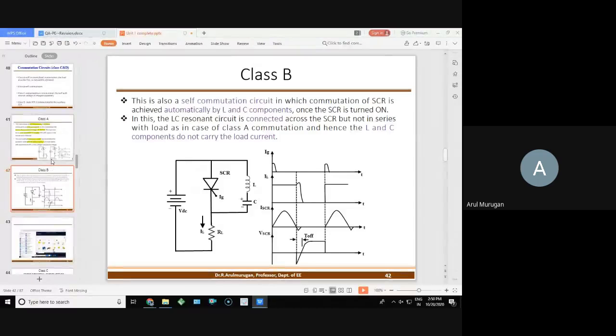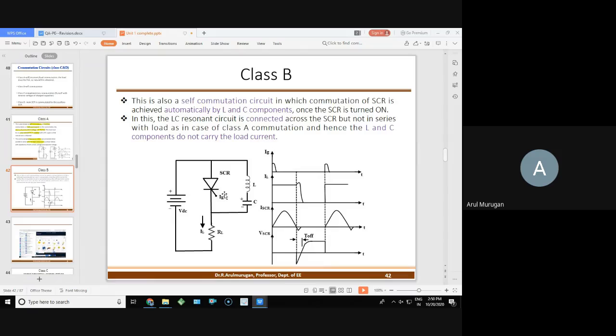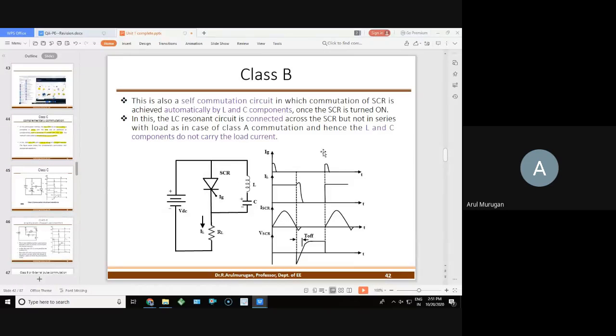If the L and C are only connected in series with the load resistance, that is class A. Either the L and C element is connected in series with the load, that is called class A. If it is connected across the switch, that is called class B. That's all. So you just know about the commutating elements.